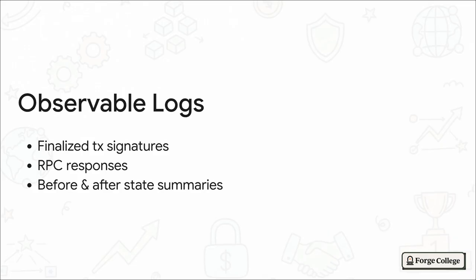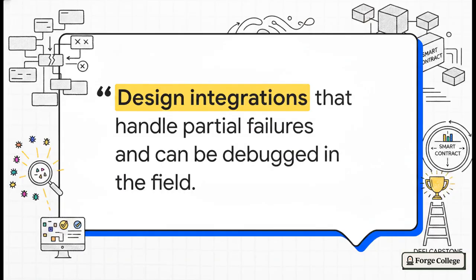As you might have experienced in other learning programs across Forge College, the true mark of a master Web3 engineer is building observable systems. Look, anyone can build a smart contract that works perfectly when the network is empty, but designing integrations that gracefully handle partial failures and actually print enough data so they can be debugged in the wild, that is what separates the novices from the professionals.